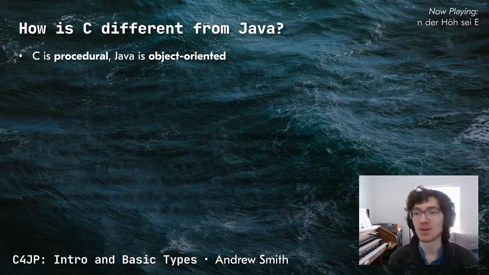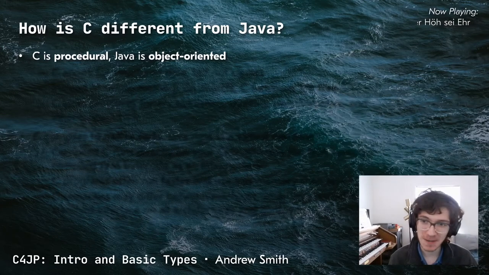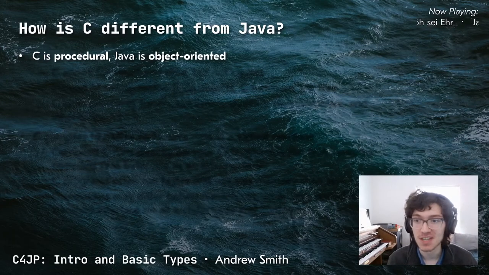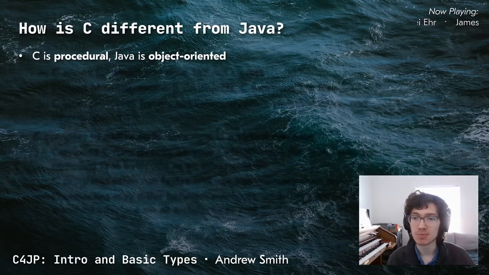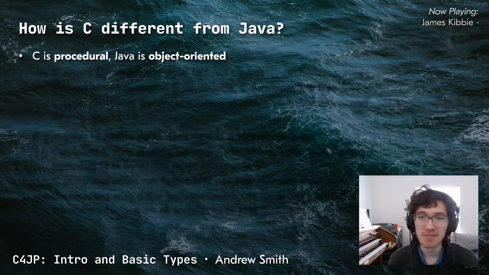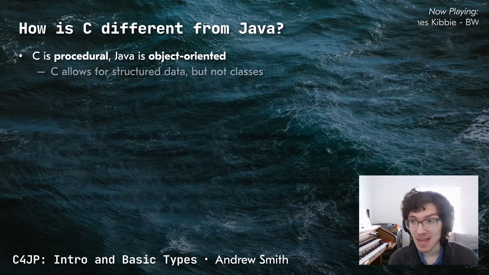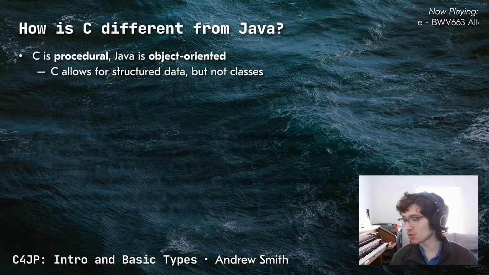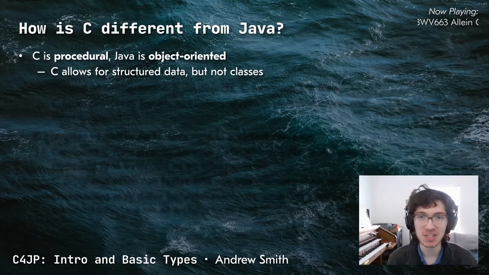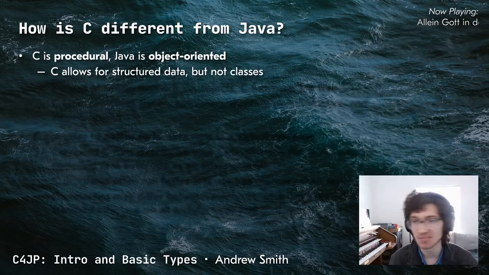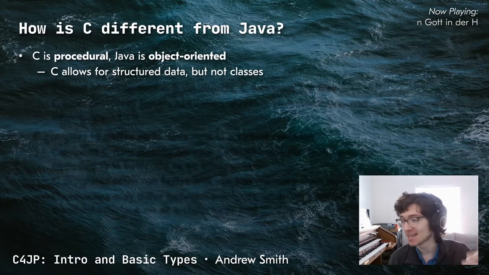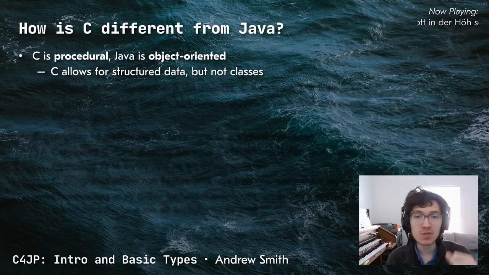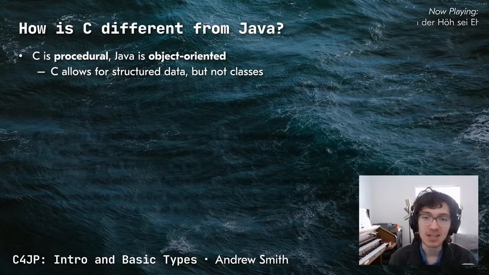Now, one of the biggest differences, and the biggest immediately visible difference, is that C and Java use different programming paradigms. C is what we call a procedural language, whereas Java is object-oriented. What this means is that C will allow you to structure data. So you can group things together: a series of integers and floating point values and pointers and all kinds of stuff into this one little packet of state, but you cannot define a class.